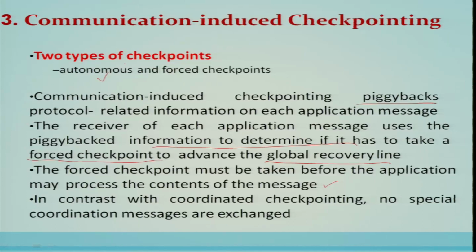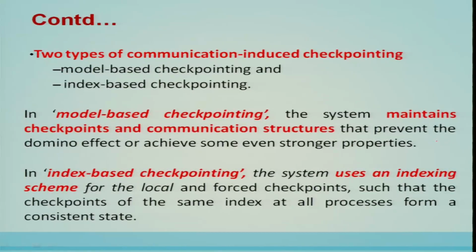So autonomous checkpoints are the normal checkpoints, and forced checkpoints are triggered through the message, which will, as mentioned over here, advance the global recovery line. So it will further optimize the recovery process. Two types of communication-induced checkpointing are there. One is called model-based checkpointing. The other one is called index-based checkpointing.